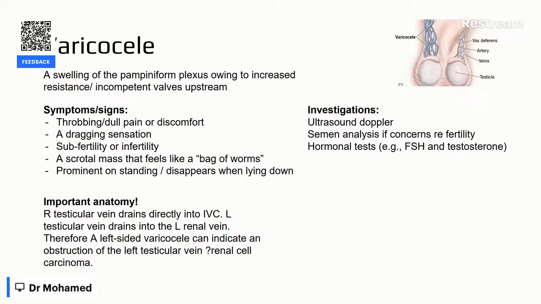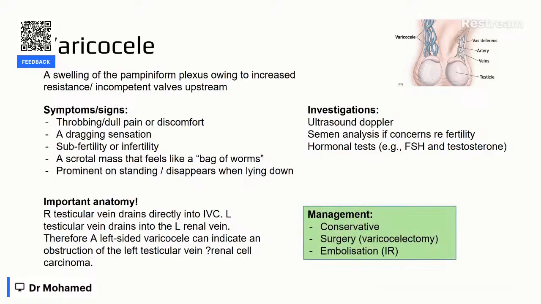You can investigate varicoceles with an ultrasound Doppler. If there are worries about fertility, then test their fertility with semen analysis, and consider hormonal tests if you're thinking about something like testicular cancer. Management: there are always conservative options and surgical options. It depends on what the patient wants. This would be a urology clinic discussion. And you can also embolize the veins if it is causing a lot of symptoms.